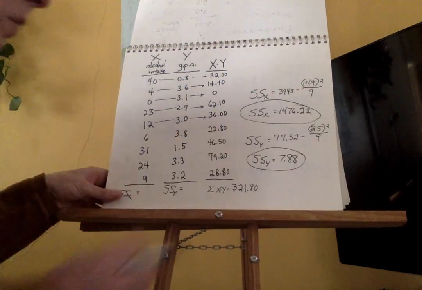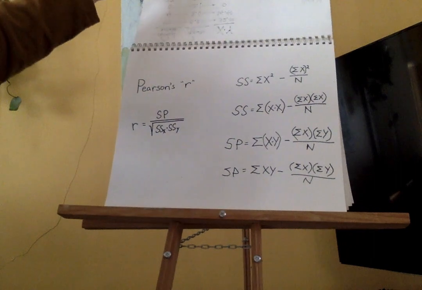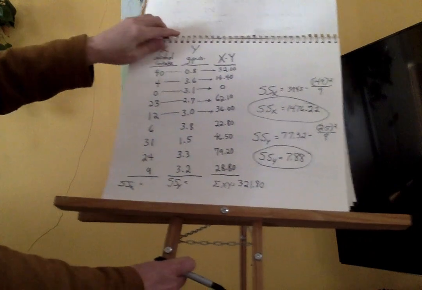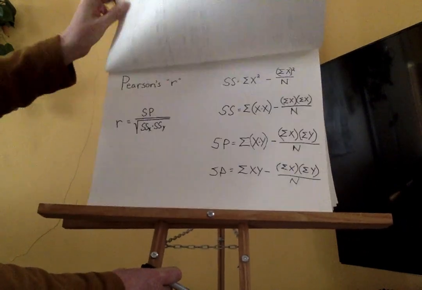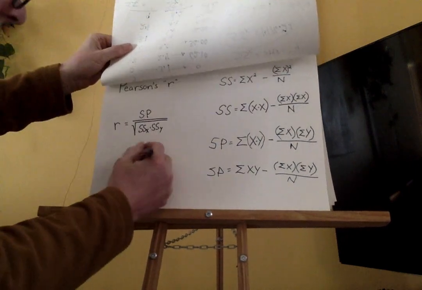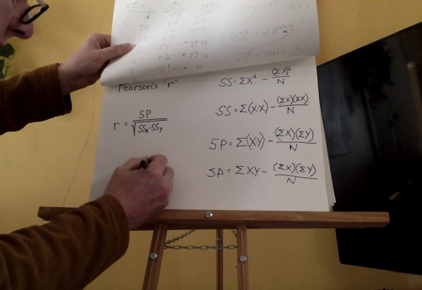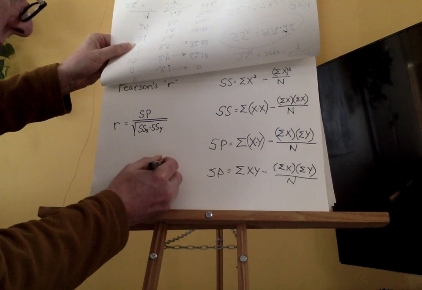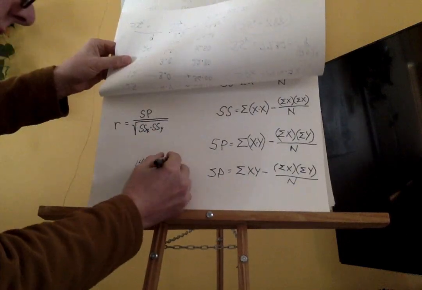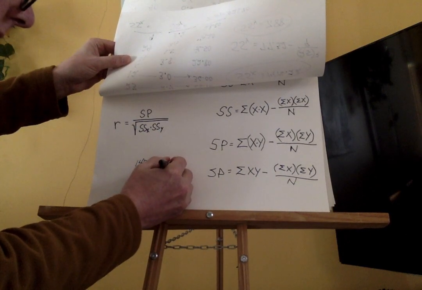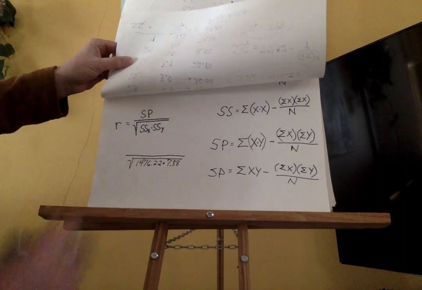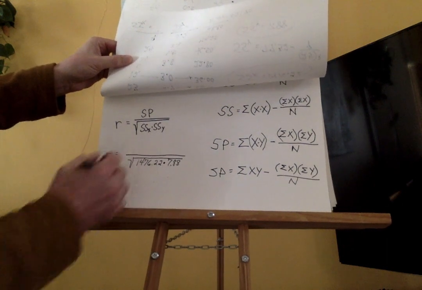Okay. So we have this value. We have this value. I'll go to my Pearson's r. Keep your wits about you. Okay. So sum of squares for x, 1476.22, times 7.88. Take the square root. Okay. r is equal to.